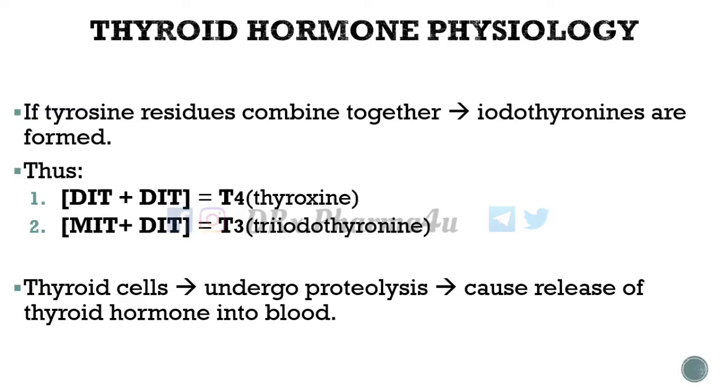You can see two equations there, DIT and DIT. If two molecules of diiodotyrosine combine together, it is called T4. And if an MIT combines with a DIT, it is called T3. Then the thyroid cells undergo proteolysis, and that releases thyroid hormone into the blood. And then the thyroid hormone will start showing its activity in our body based on its functionality. So this is the physiology of thyroid hormone, in very simple terms, as I just explained.